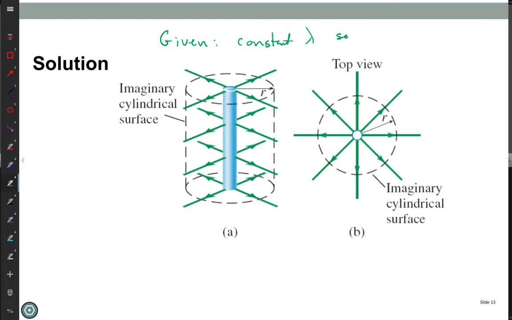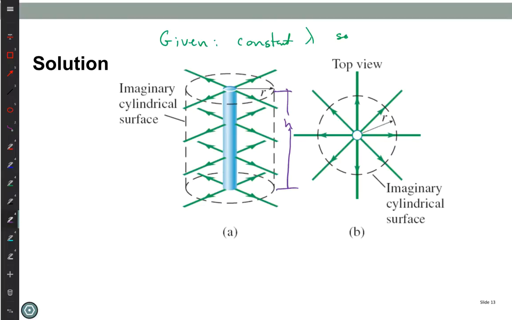So I'm going to make myself a little imaginary cylinder that's already drawn for me. It's a perfect cylinder, unlike anything I would have drawn. And so this cylinder has some height h and radius r as shown.